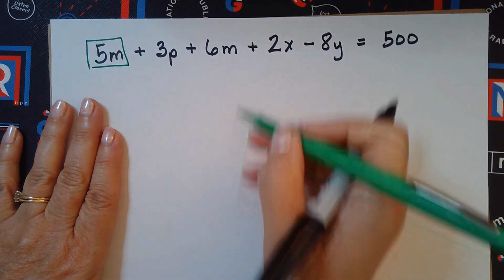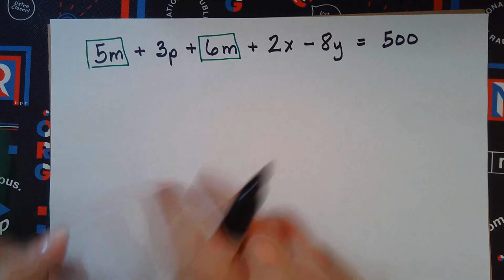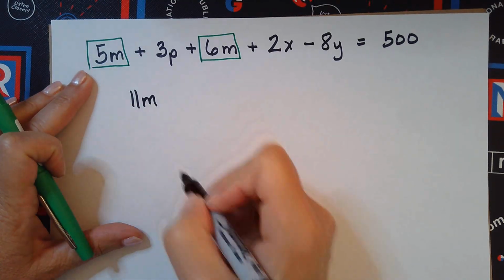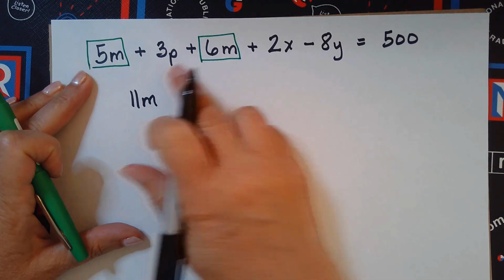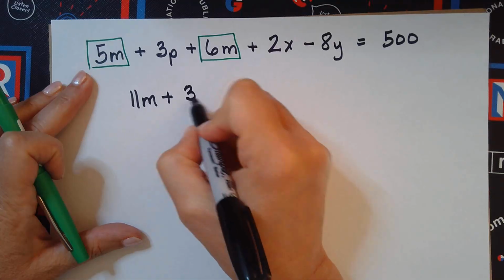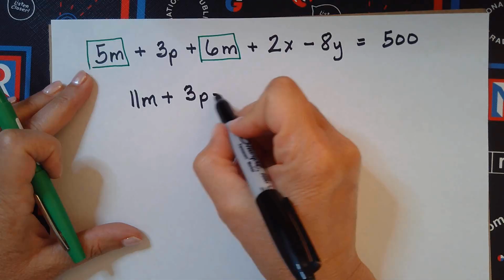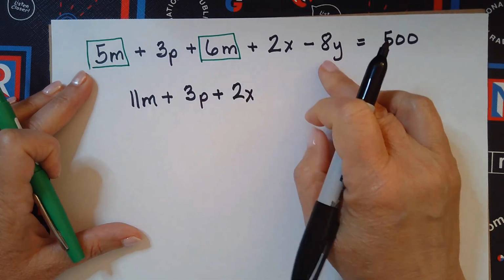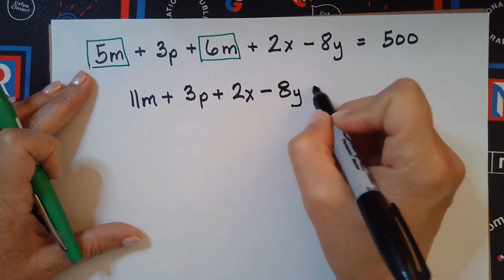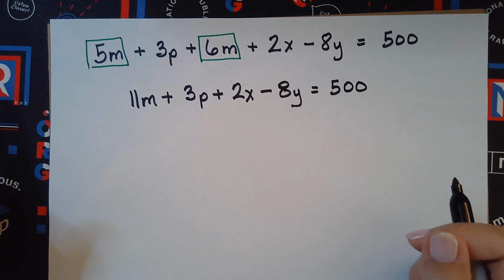So here we have an m term, and here we have an m term. So we can add those together. 5 plus 6 makes 11, so we have 11m. We don't have any other p term, right? This is an x and this is a y, so this has to remain unchanged. We don't have any other x term, so that has to remain unchanged. And we don't have any other y term, so that has to remain unchanged. So that is our simplified equation.